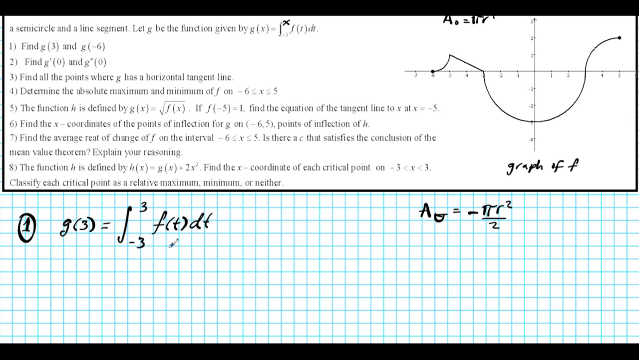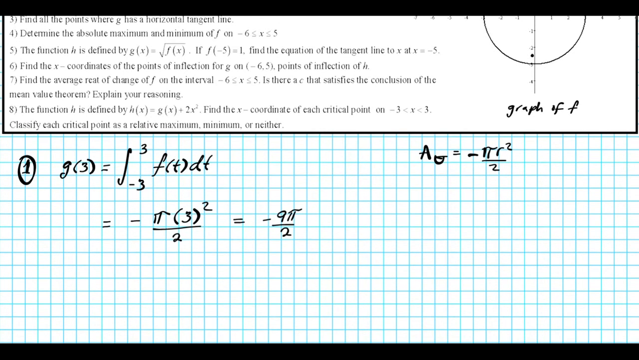Okay, so this definite integral is going to be equal to negative pi r squared over 2. What is the radius? The radius of the circle, as you can see, is 3. So it's going to be pi times 3 squared over 2. And if you work that out, you're going to have negative 9 pi over 2. Okay? So that's the value of g of 3. Now let's look for the next one, g of -6.